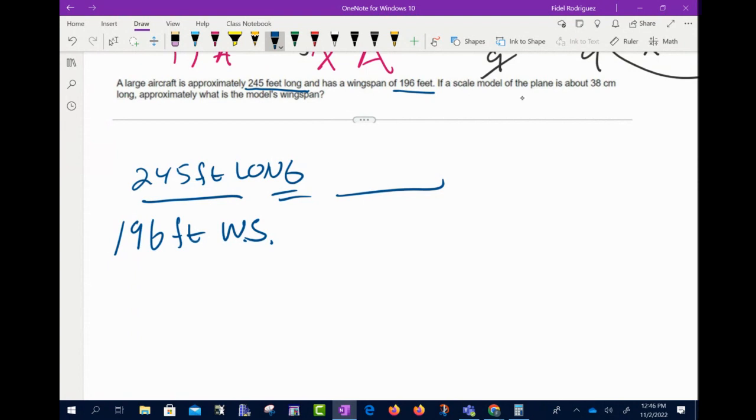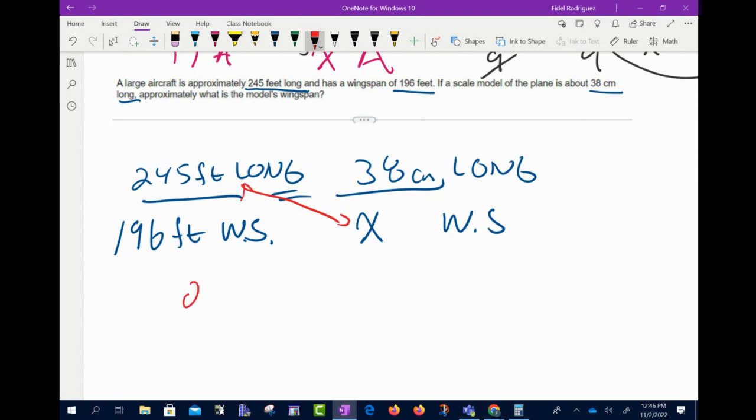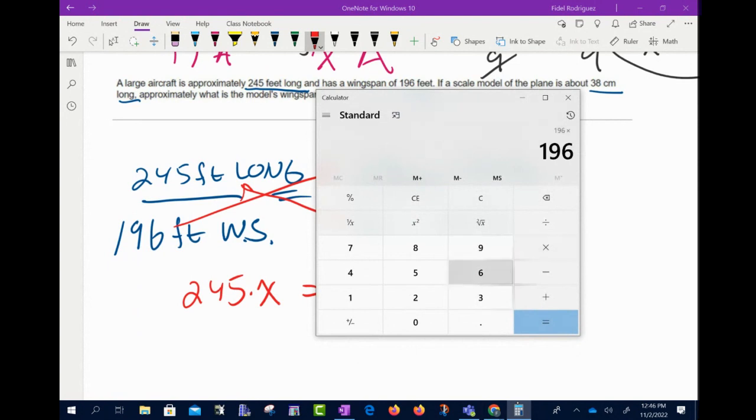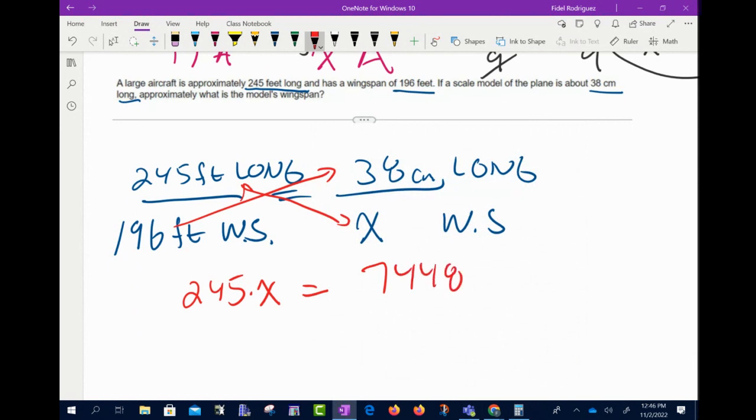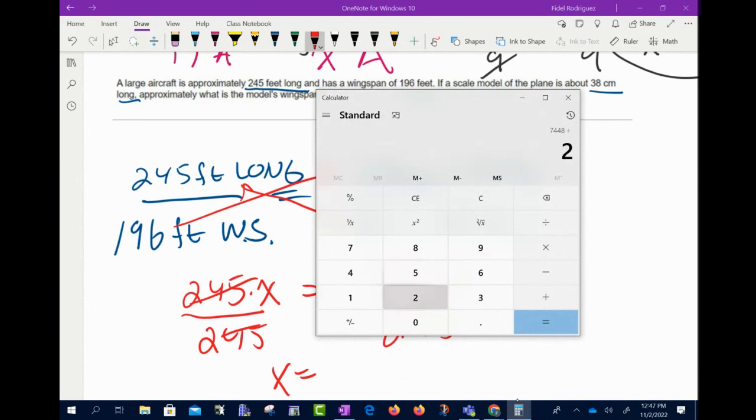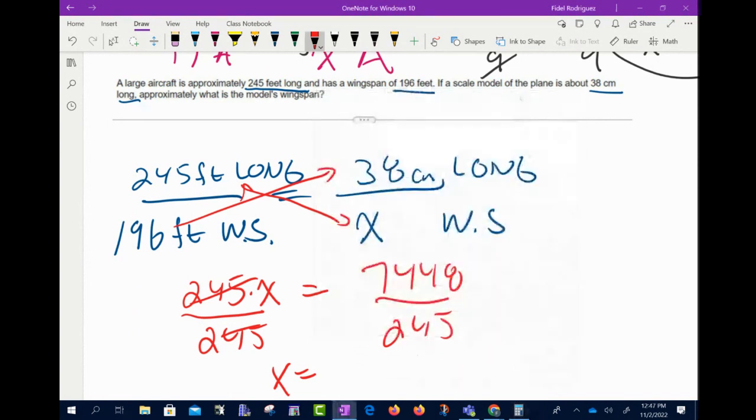Now, when I look at the second part, it says if a scale model of the plane is about 38 centimeters long, that 38 is going to go to the top because that's how long the model is. We want to know what is the wingspan, okay? Again, y'all, I'm going to cross multiply. So 245 times x, the 245 with a dot x, equals 196 times 38, I got big numbers again, which is 7448. Then we're going to divide by 245, and we come up with 30.4.